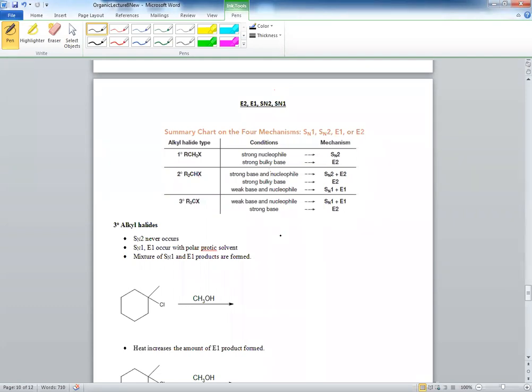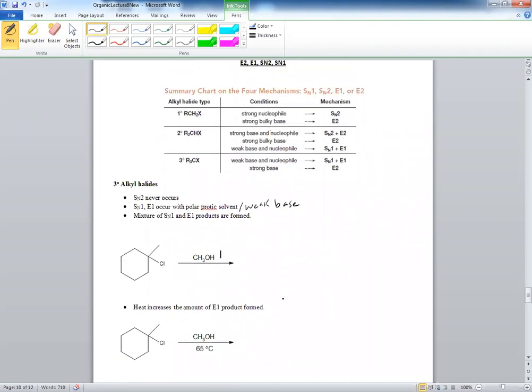You should be aware that there's no SN2 in tertiary alkyl halides. It's simply too sterically hindered. However, you can have SN1 and E1 with polar protic solvent / weak base. And of course, you may have E2, which we'll examine down here. So let's say this is the example. You will have SN1 and E1 products.